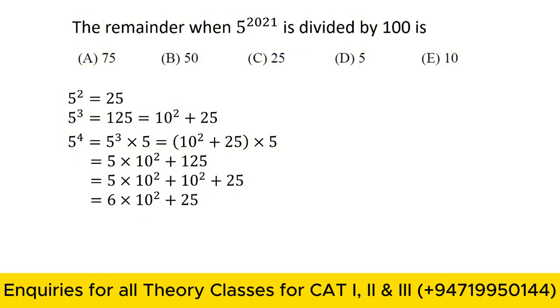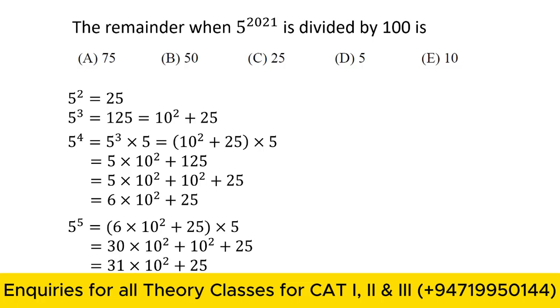Again I can simplify like this and I write 6 times 10 to the power of 2 plus 25. Again 5 to the power of 5, I can write 6 times 10 to the power of 2 plus 25, times 5. Again I can simplify, 31 times 10 to the power of 2 plus 25.